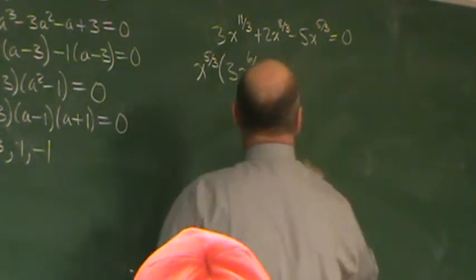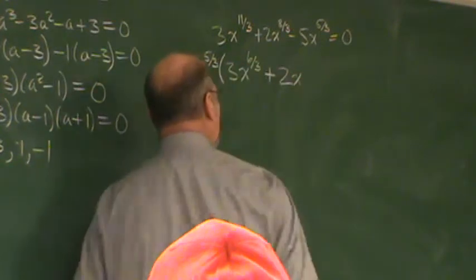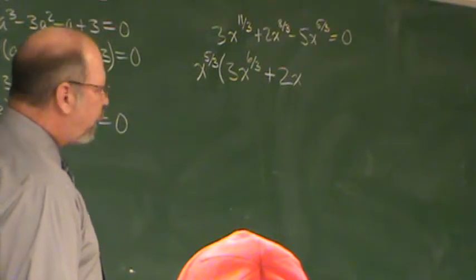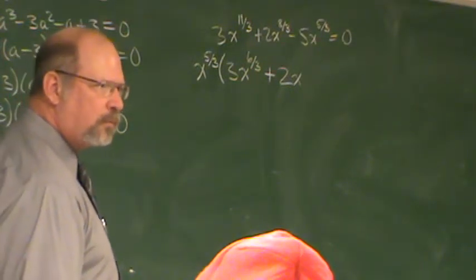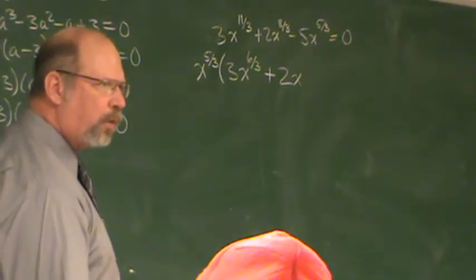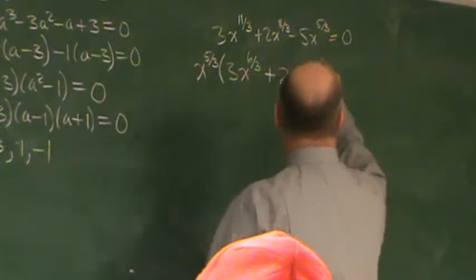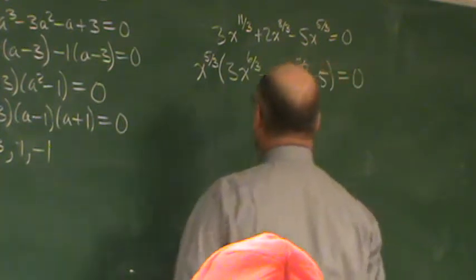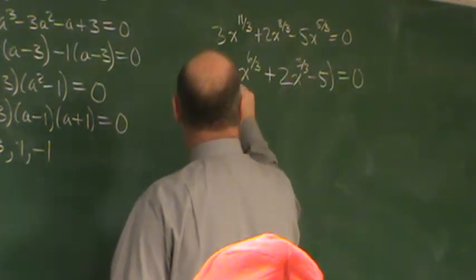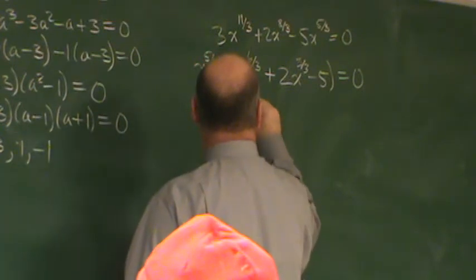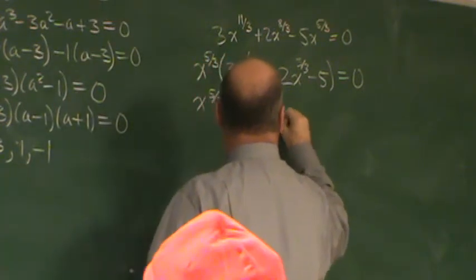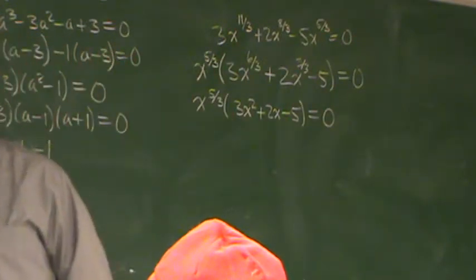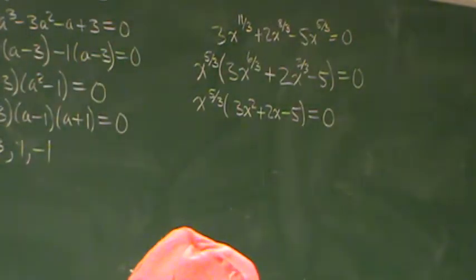Same thing here. The numerical coefficient is still 2. The tricky part is the exponent on the x. Now what plus 5 thirds gives you 8 thirds? 1, or 3 over 3, yes? Okay? Minus 5 still equals 0. So we get x to the 5 thirds times 3x squared plus 2x minus 5 equals 0, don't we? Yes? Can we do it again, please?